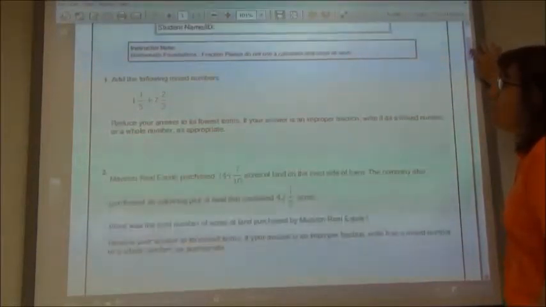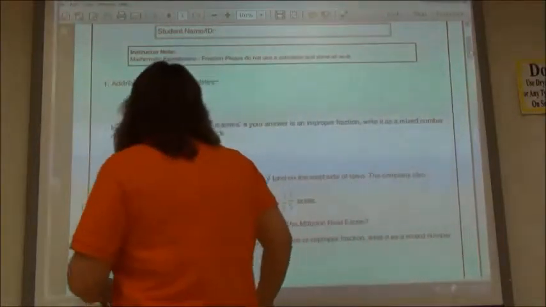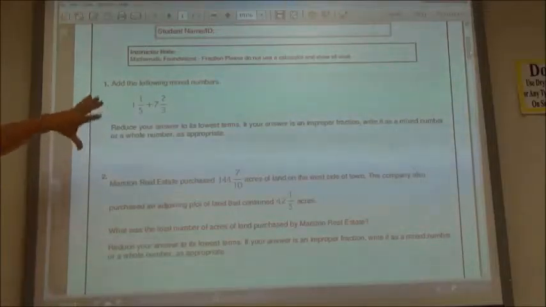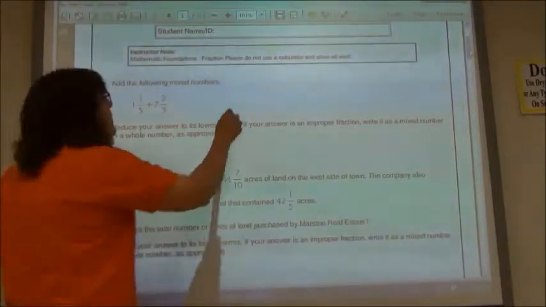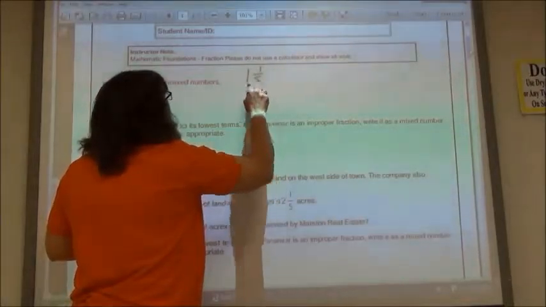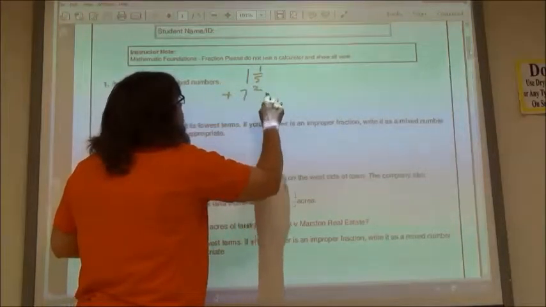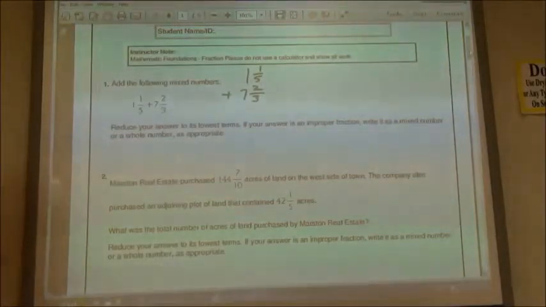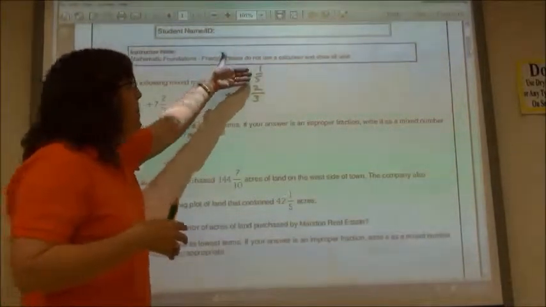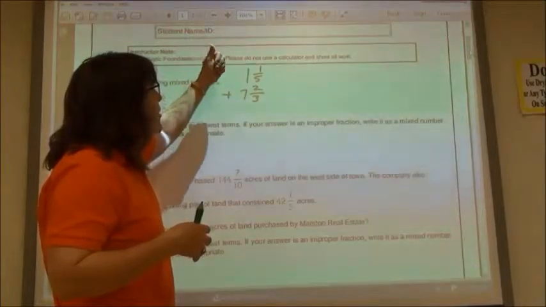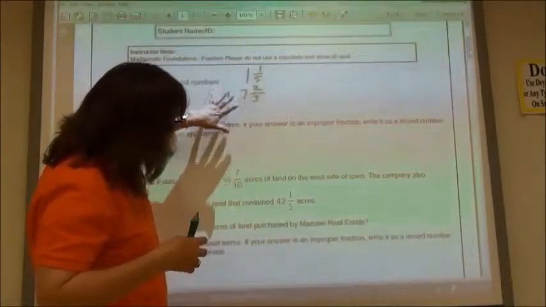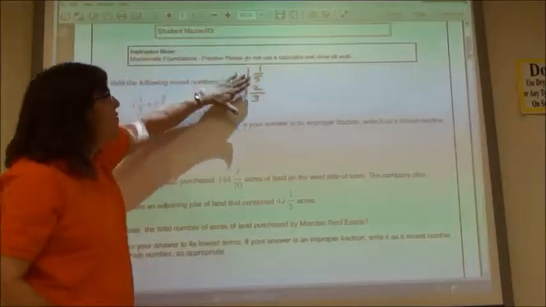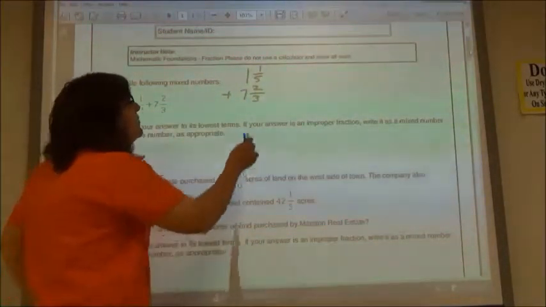So when I add and subtract mixed numbers, again, kind of like on those ones where I subtracted those fractions, I like to line things up and down. If I'm going to take 1 1/5 and add 7 2/3, I'm going to add the fraction part first, and then I have to find a common denominator, simplify my fraction, add the whole numbers, and then combine what I have.